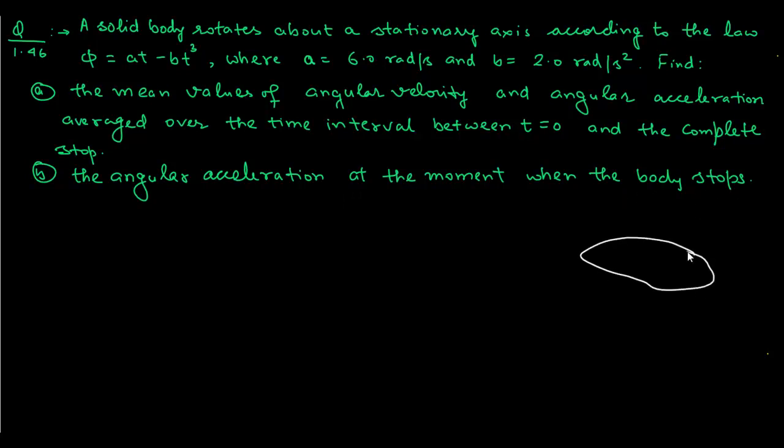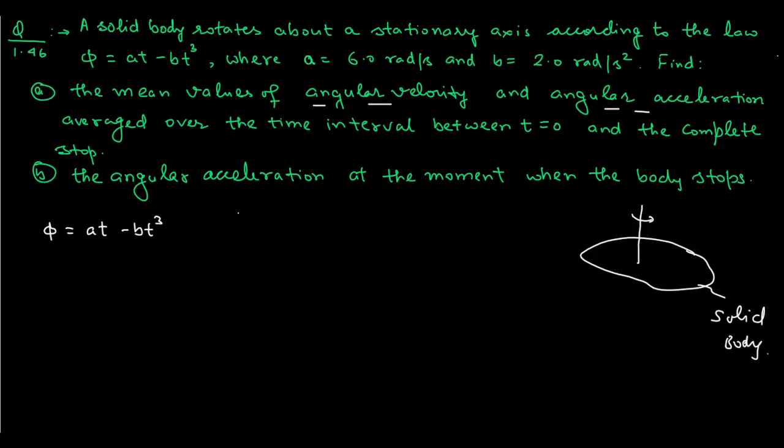Suppose this is a solid body and this is rotating about some axis. This is the axis of rotation, and it is following this law of angular displacement phi equals at minus bt cube. What we have to find out? We have to find out the mean value of angular velocity. For that we need the function of angular velocity, and we have to find the mean value of angular acceleration. For that we also need the function for angular acceleration.